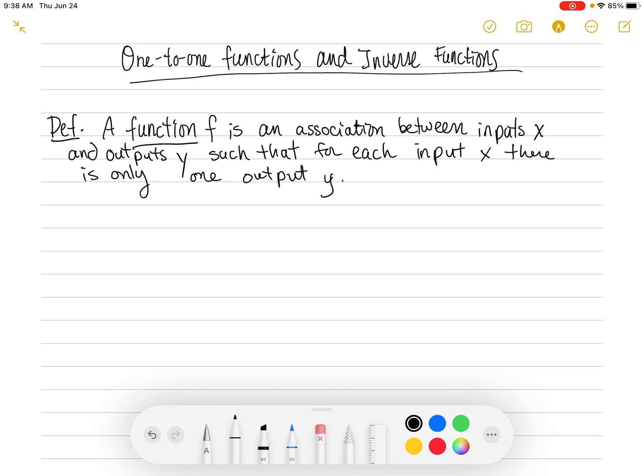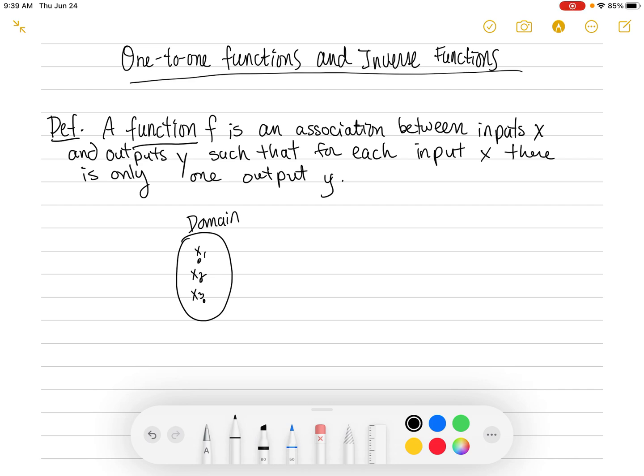We talked about this definition way back, I believe, in our first unit, where we looked at functions. So what is a function? A function, f, is an association between inputs, which we call x, and outputs, which we call y, such that for each input, there is only one output, y.